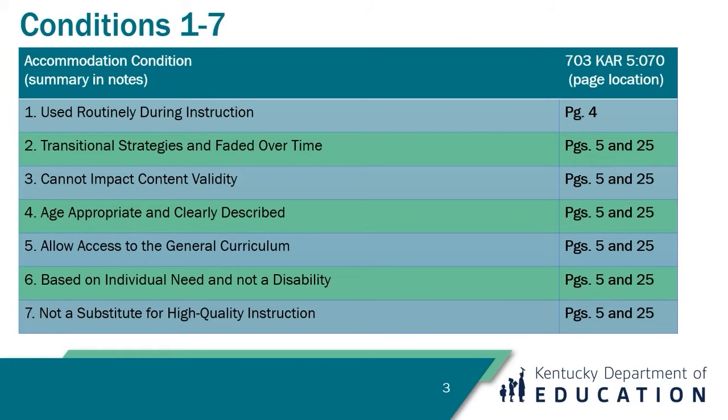Accommodations allow students to demonstrate what they know and can do independently. Accommodations shall in no way lead the student to the correct answer. Number 6, accommodations shall be based on the individual needs of the student and not on a disability category. Number 7, accommodations are not a substitute for high-quality instructional practices.